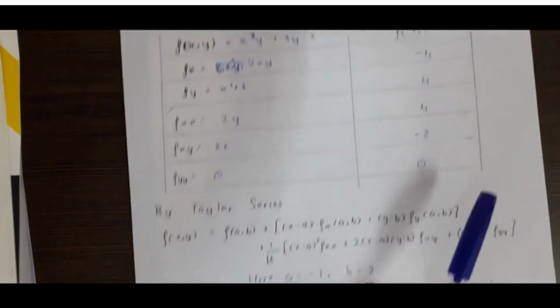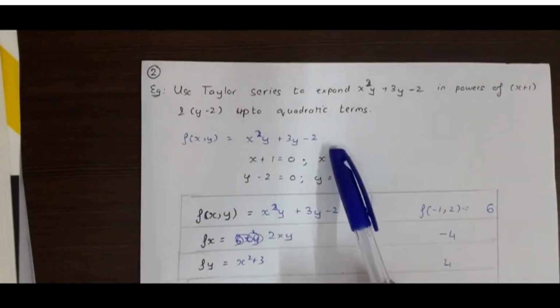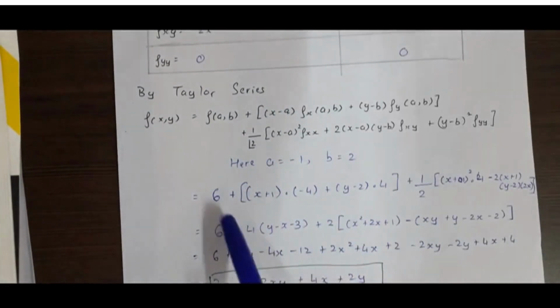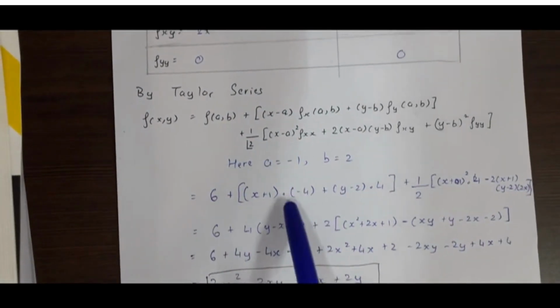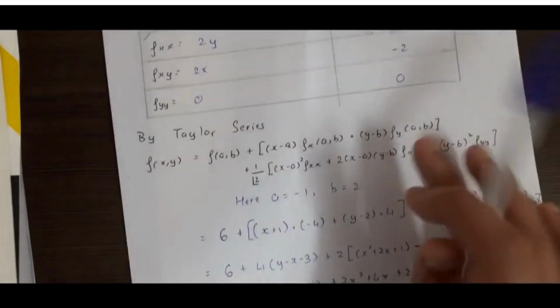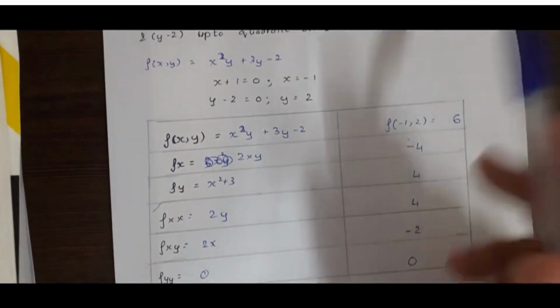Here it's given that a is minus 1, b is 2. We can say from here, because those are the points which we need. So a is minus 1, b is 2. And that we substitute over here accordingly, and then your f of x at a comma b we are taking from here. Substitute and simplify, we get this answer.